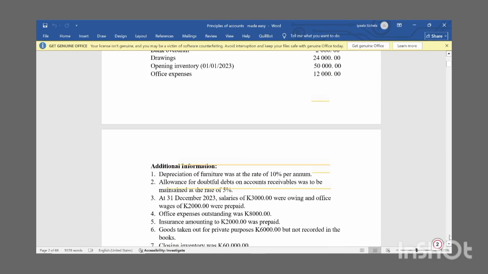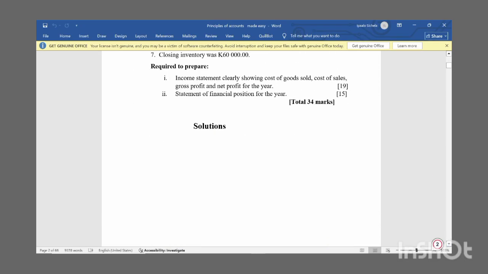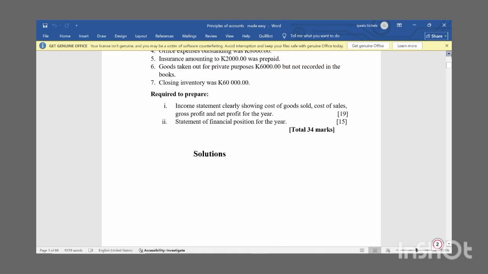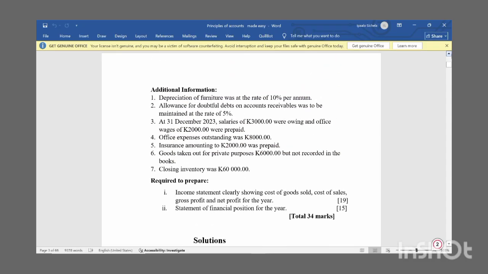So the first thing I love to do is reading the additional information very intensively, because additional information is where we'll find our adjustments, and our adjustments ultimately affect everything we do. So here, let us go through the additional information. The first one we have here is depreciation. Depreciation of furniture was at the rate of 10% per annum.